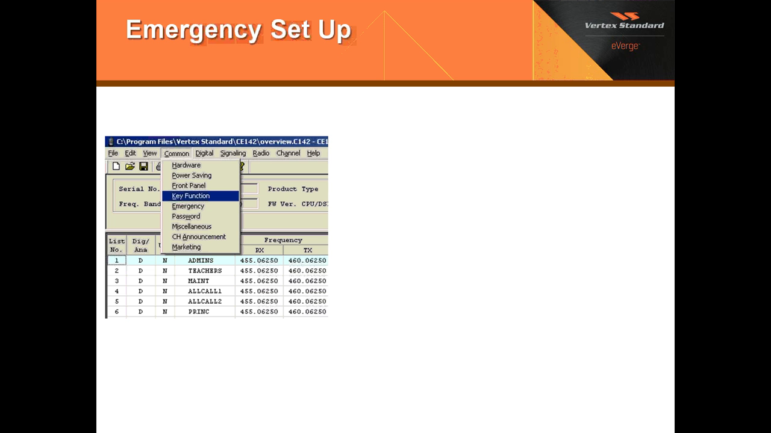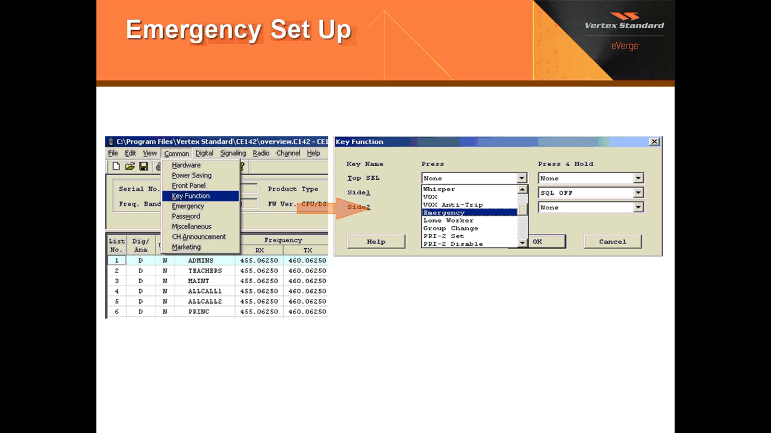Now that you've set that up, by clicking OK, go ahead and set up a button for emergency. This is done by clicking on common and then selecting key function. After doing that, this window here will pop up. Once again, completely familiar. And you select emergency from one of the pull downs for one of the buttons.